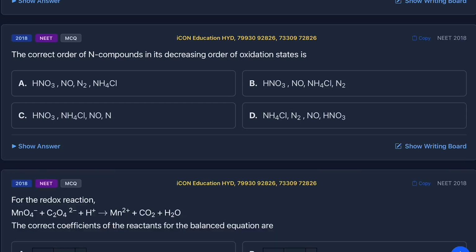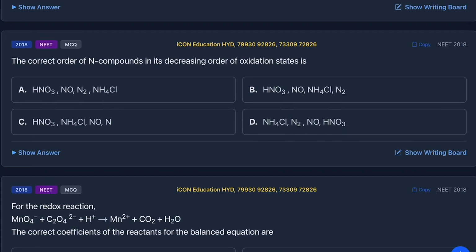So what are our oxidation states here? HNO3 is +5, NO is +2, N2 is 0, and for NH4Cl it is -3. So the correct decreasing order is our first option, that is HNO3, NO, N2, NH4Cl. So what is our correct option? A is our correct option.